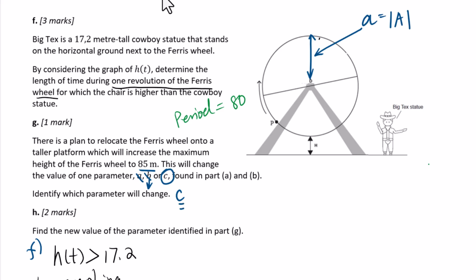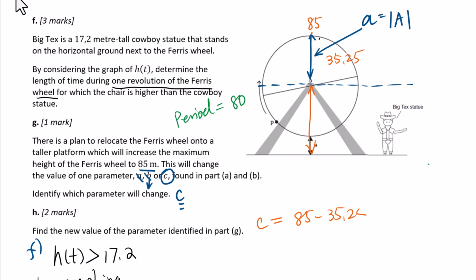Find the new value of the parameter identified in part G. So this new C means the new midline. We do know the maximum height will be 85 meters. So 85 meters minus the radius of this wheel, or amplitude, 35.25. So the midline equals 85 minus 35.25 equals 49.75 meters.